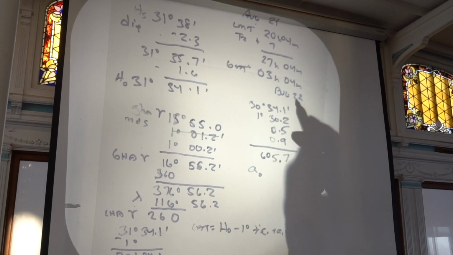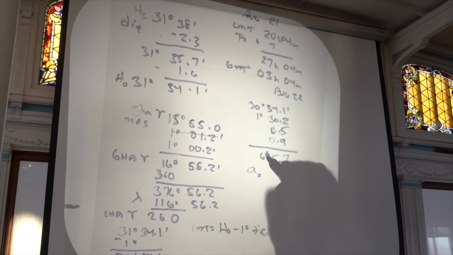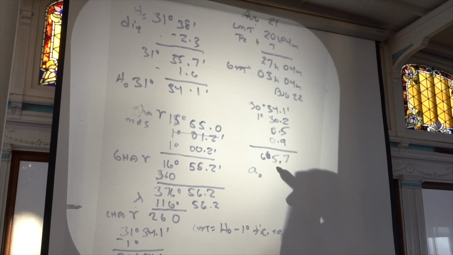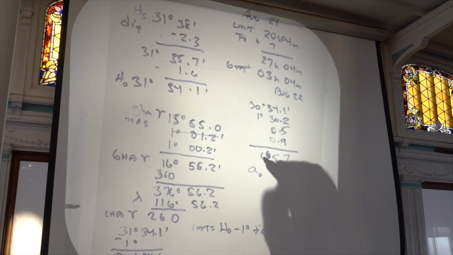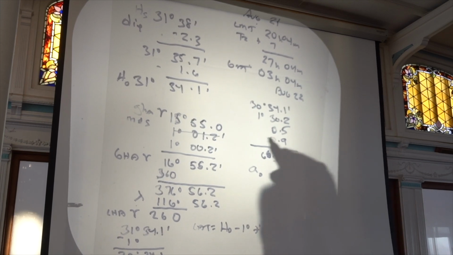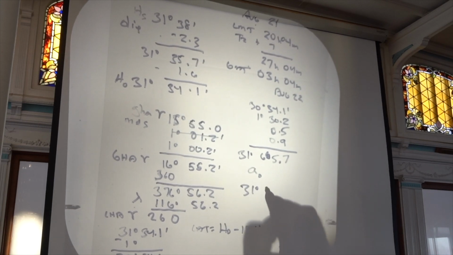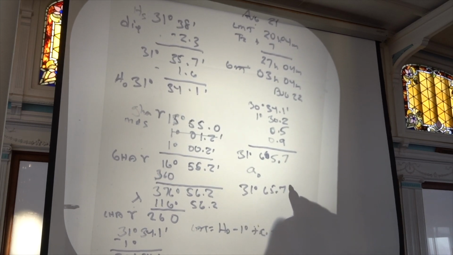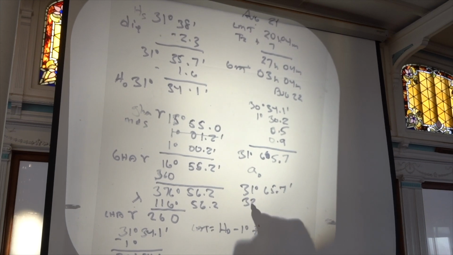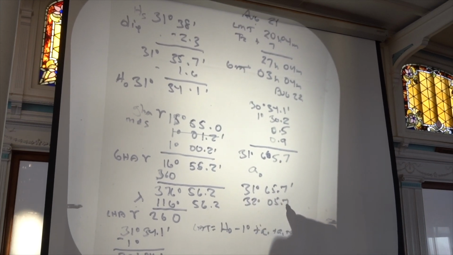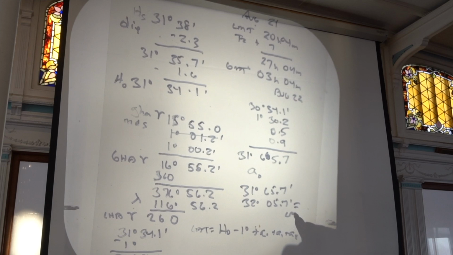Wait a minute. That can't be right. It's 65.7, right? Yeah. So 31 degrees, 65.7 minutes, or 32 degrees, 05.7 minutes equals our latitude.